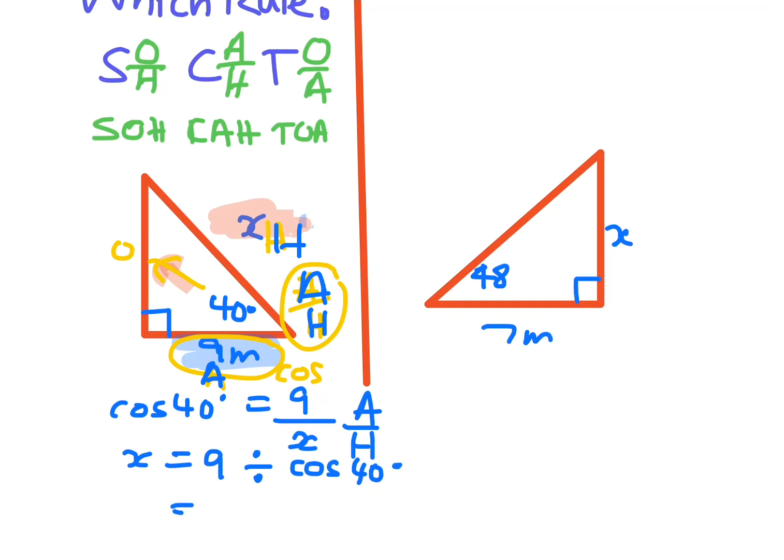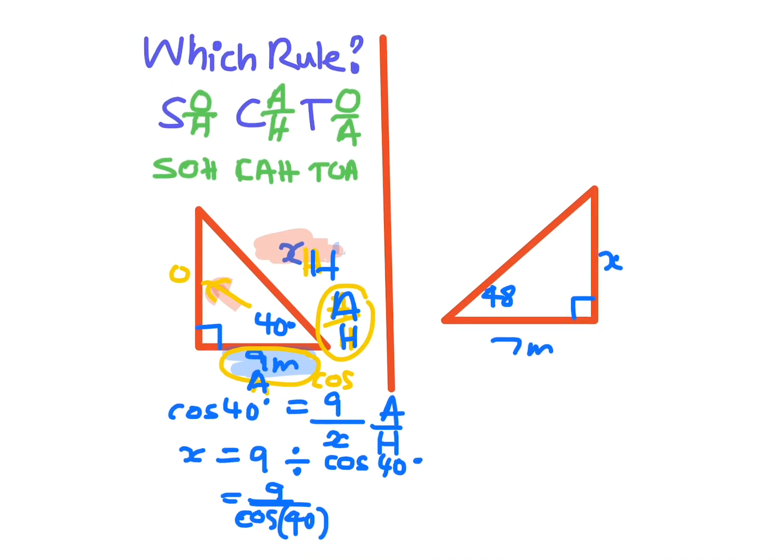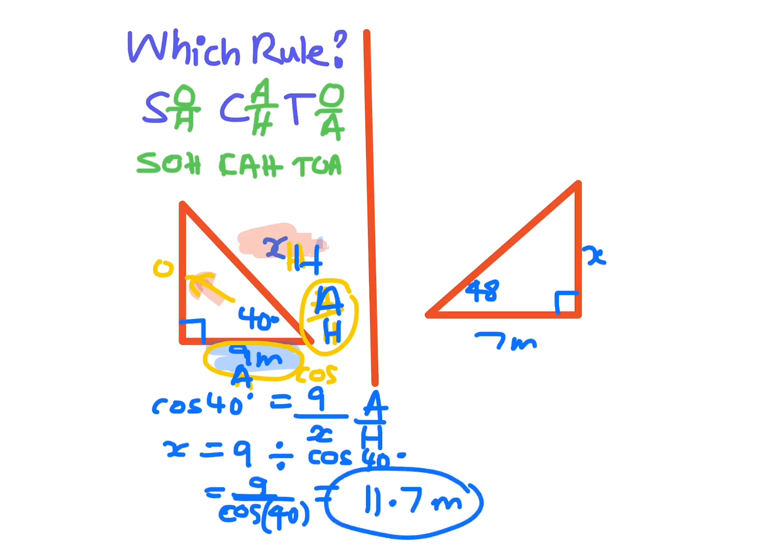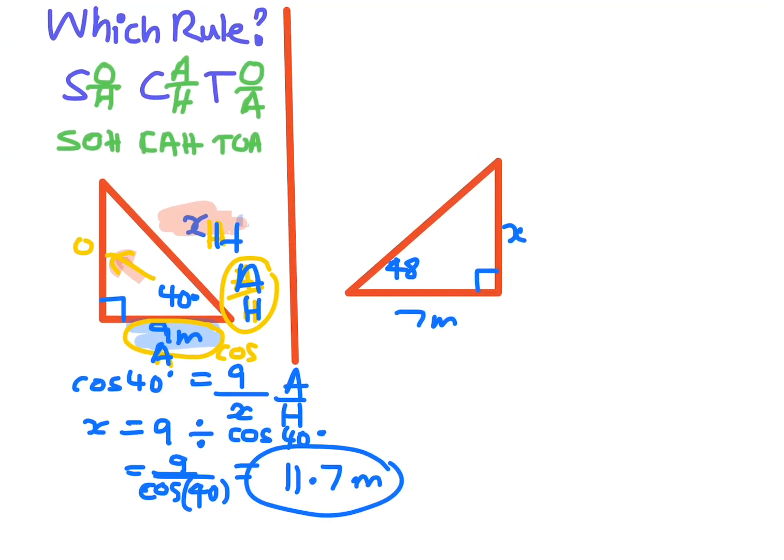You're also able to write it as a fraction. Just be wary that when you put it in your calculator, the bracket button will open and you need to close the other bracket, because sometimes that's the reason that you'll get an error: the bracket hasn't been closed, even though you didn't open it, but your calculator has opened it for you. So you get 11.7 meters.